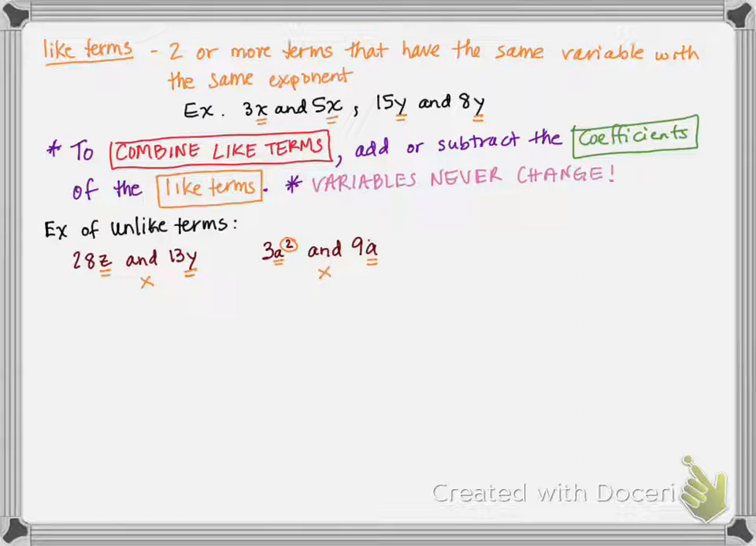All right, let's look at one more. 7a squared and 12a squared b. Now, at first you might say, wait, whoa, whoa, whoa, whoa. These guys have the same a squared. That's right, but guess what? Second guy has also a b. So that's what takes it away from being like terms. Okay, so let me show you how we combine like terms.